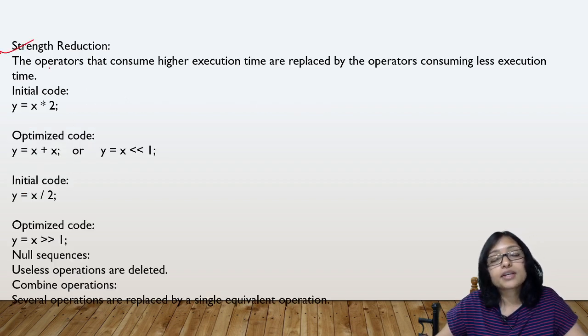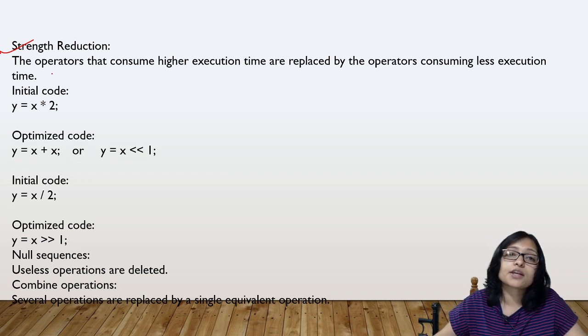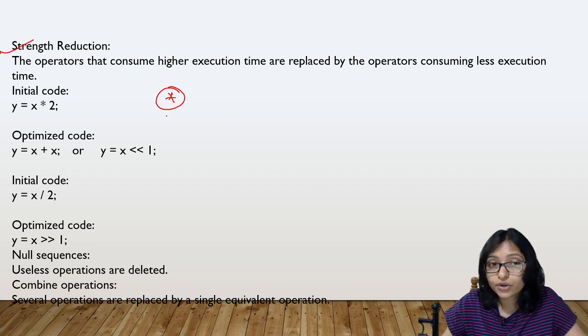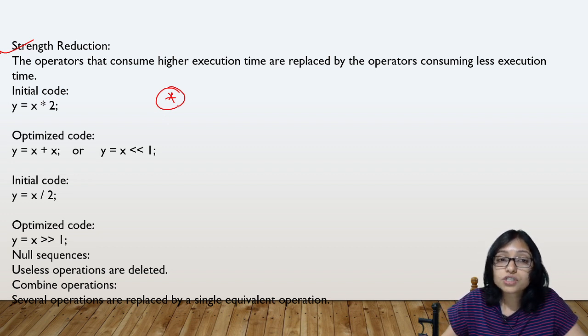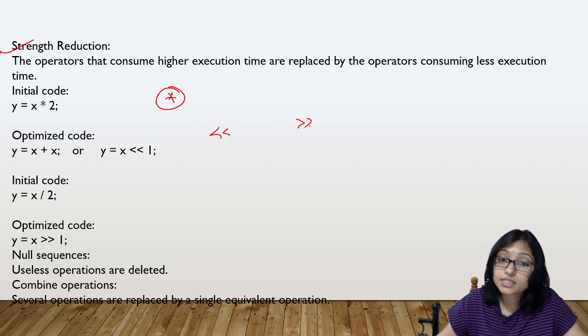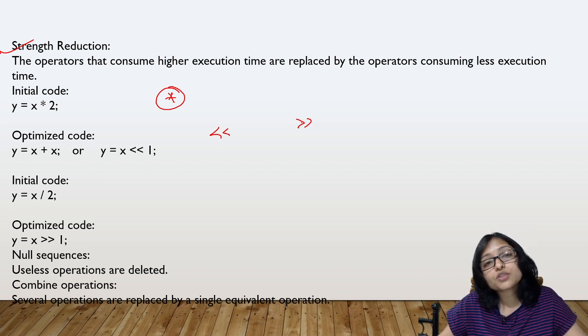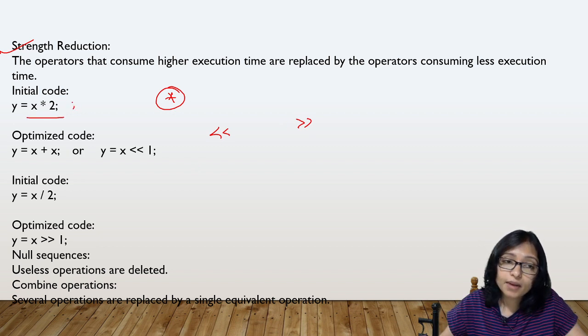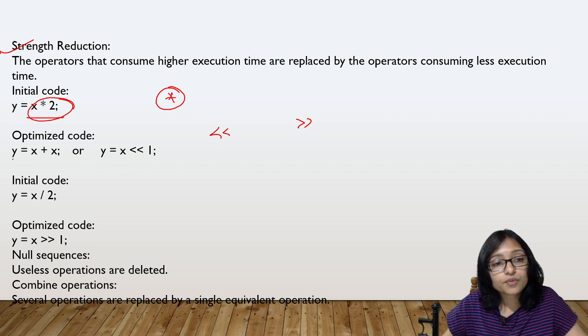Next one is strength reduction. Strength reduction means multiplication is a very highly costly operation. So we convert this costly operation into a left shift or right shift operator. The concept of left shift is that if something is multiplied by 2, like y equals x plus x, that is 2x.